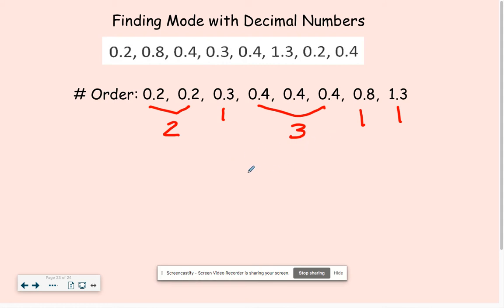So the one that shows up the most is 0.4 because it shows up the most often. 0.2 shows up more often than others, but not as often as the 0.4. So 4/10 is going to be our best answer.